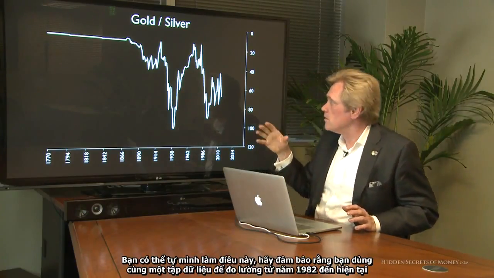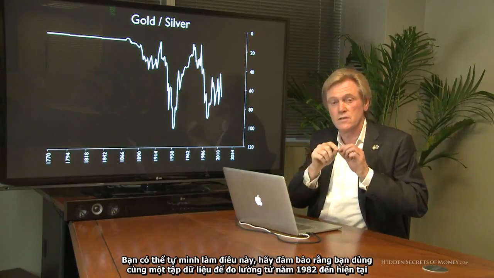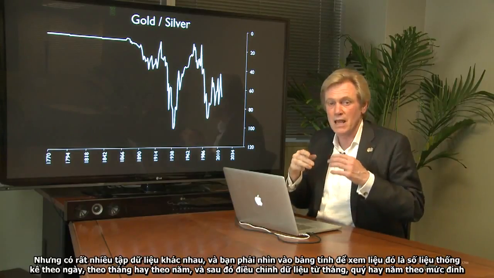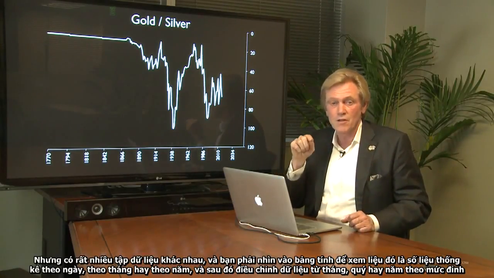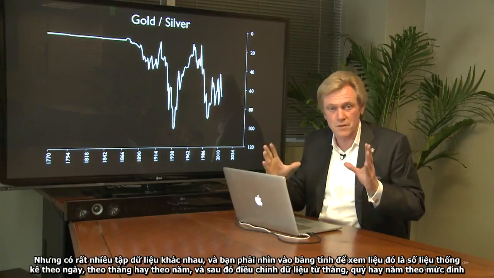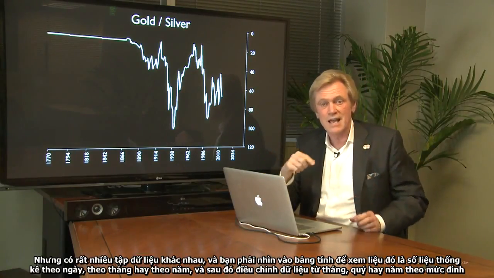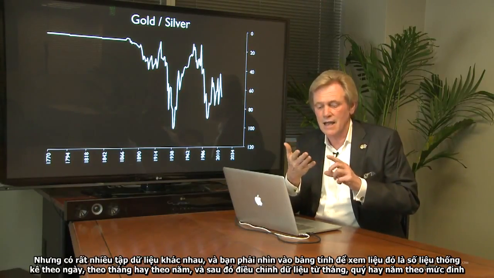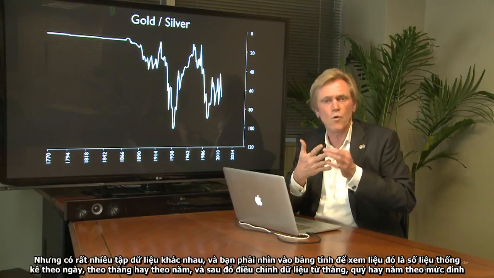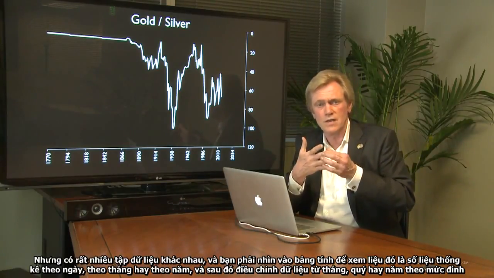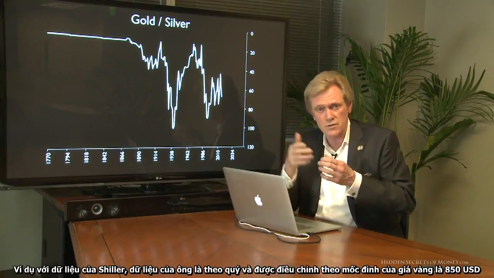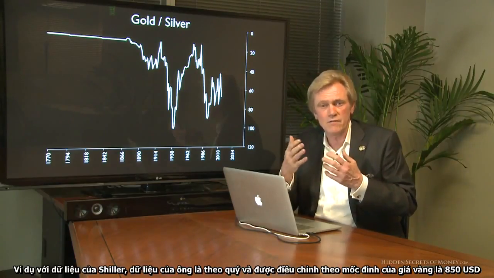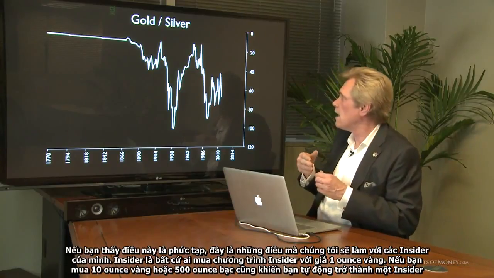Now, you can do this on your own. Make sure that you use the same data sets to measure from 1980 to today. There's a lot of data sets out there, and you have to look inside the spreadsheet that the data set comes in and see whether it's daily, monthly, or yearly data, and then correct the month or the quarter or the year to the peak. Like for instance, on Shiller's data, I showed you the data quarterly and then corrected to 850 as the true high in gold.